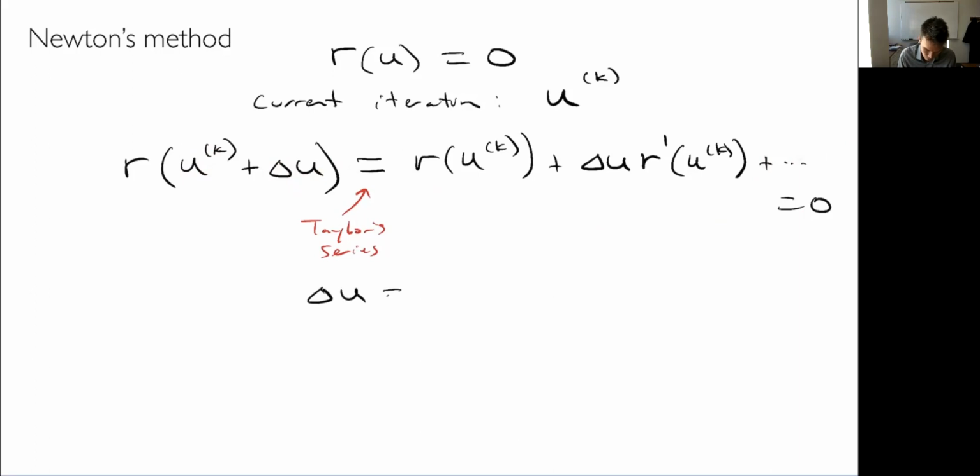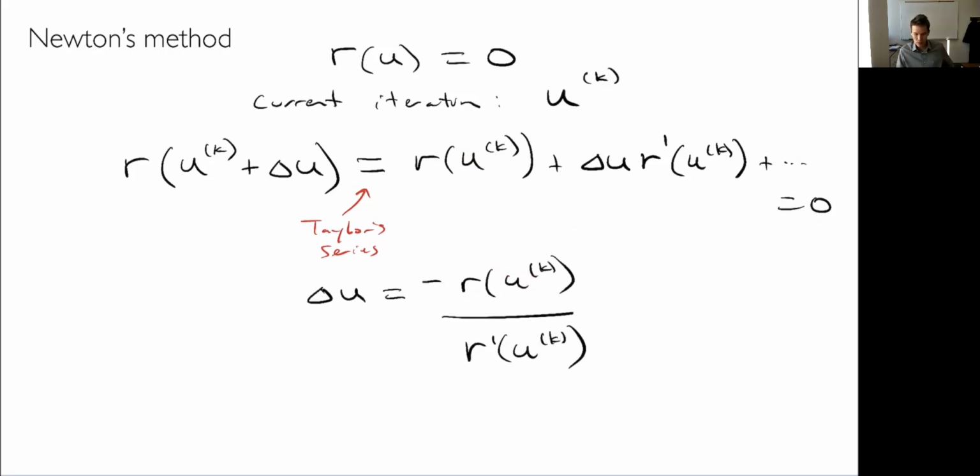It says delta U should be equal to, I move this over to the other side and divide by that, I get minus R divided by R prime. So I take my initial guess, or whatever point I'm at, I evaluate the function, I evaluate the derivative of the function, I divide them, put a negative sign in front, and that tells me the step I should take. And so in other words, my new value of U is going to be the old one plus this step. And this is Newton's method. You've probably implemented this before in, say, a numerical methods class.